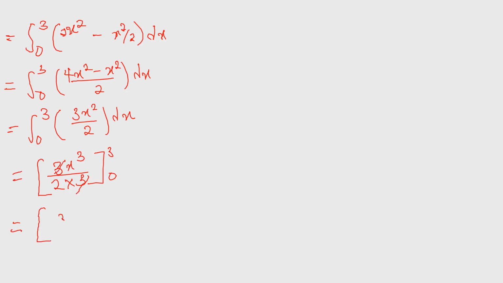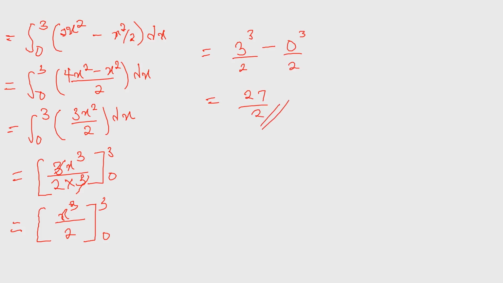You're going to have x cubed over 2, and at this point you put in the boundaries, that is 3 and 0, in place of x. So you are going to have 3 raised to the power of 3 over 2 minus 0 raised to the power of 3 over 2, which gives you 27 over 2. So that is the solution.